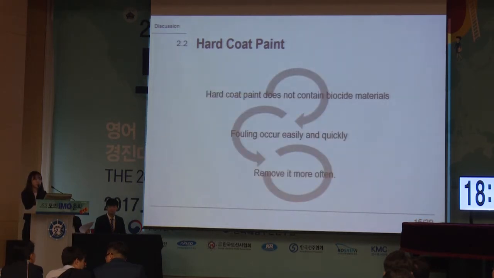This is because hard coat paints contain less harmful substances and do not peel off easily. However, since hard coat paints do not contain biocides, fouling occurs easily and quickly, and requires more frequent cleaning of the hull. Then, how regularly should this happen? We claim this to be once every 3 months.